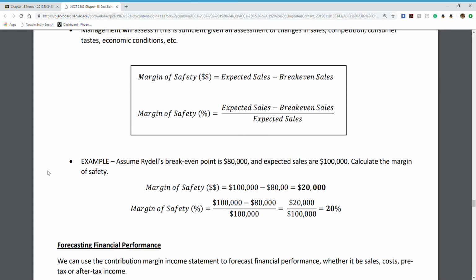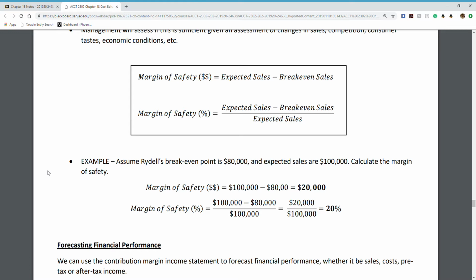Okay, so the formula for margin of safety: if we look at the dollar amounts, it's expected sales minus break-even sales. If we're looking at the percentage, it's expected sales minus break-even sales, divided by expected sales. So again, we expect these sales, but it's an estimate. We may do really good, we may do really bad.